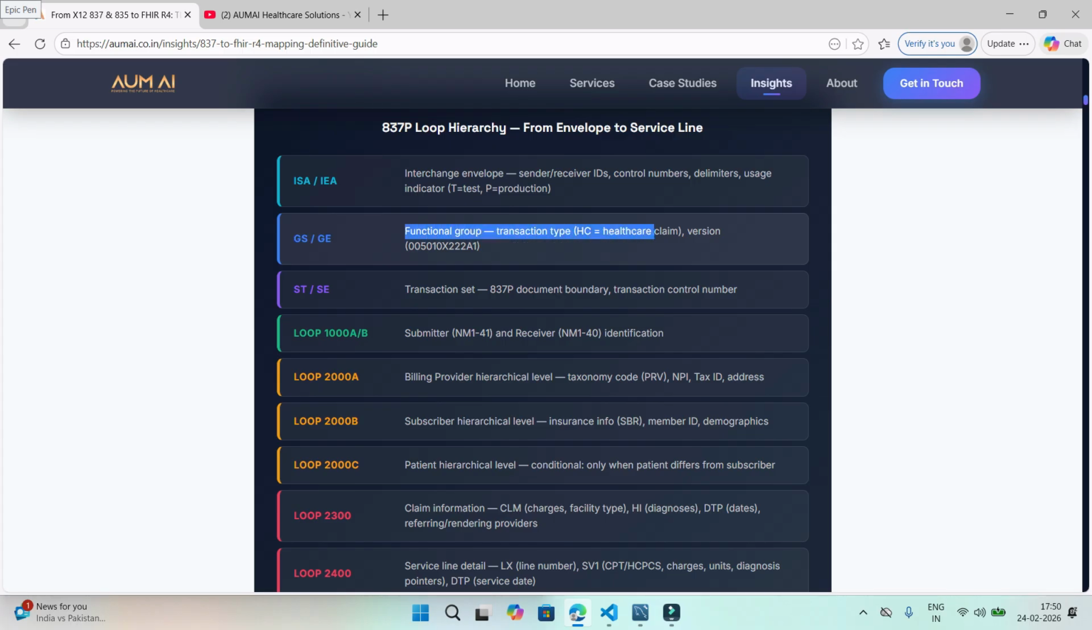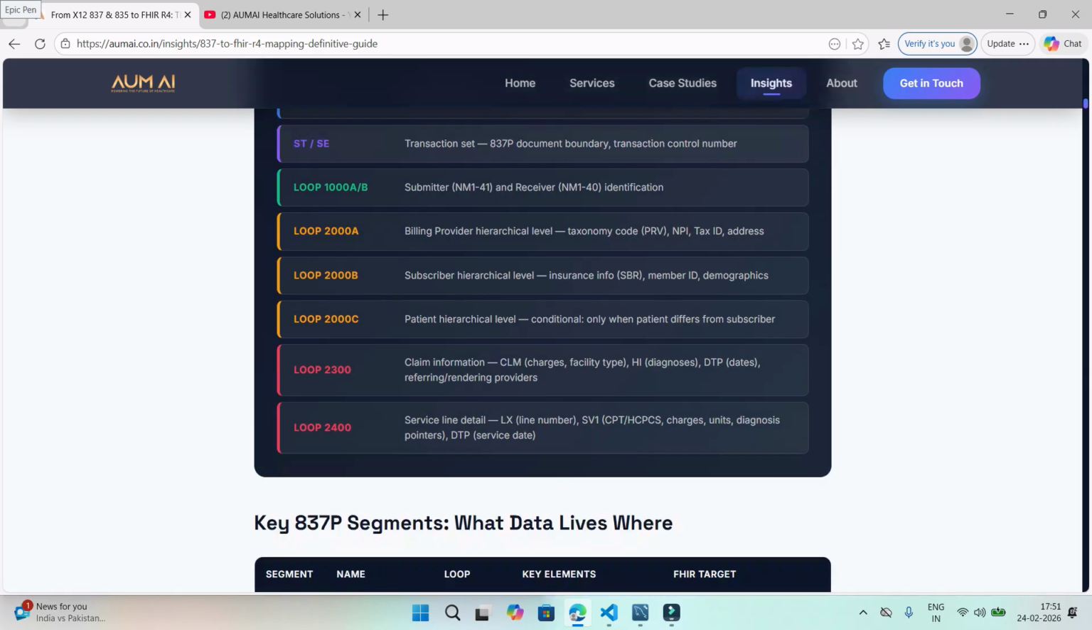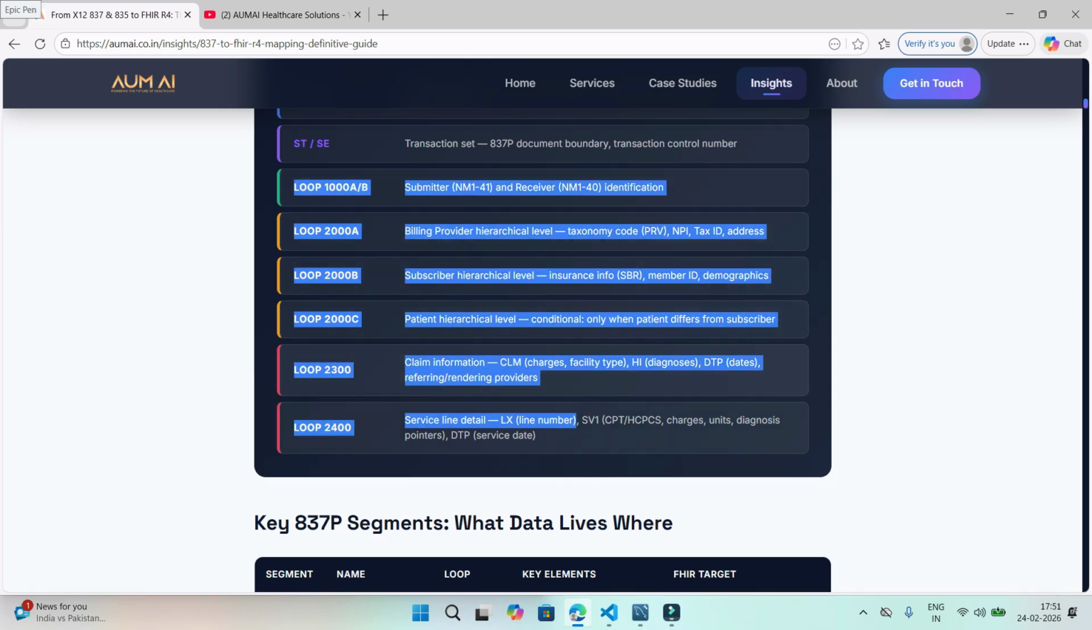This tells you if it's a healthcare claim and what's the version of the X12 form, 837, like 5010. There was also 4010. Then this is the ST SE, the transaction set. This is basically where all the claim information is present, between these segments. So inside the transaction, this is where your actual business data lives, from loop 1000A, 2000A, 2000B, 2000C, 2300, 2400.